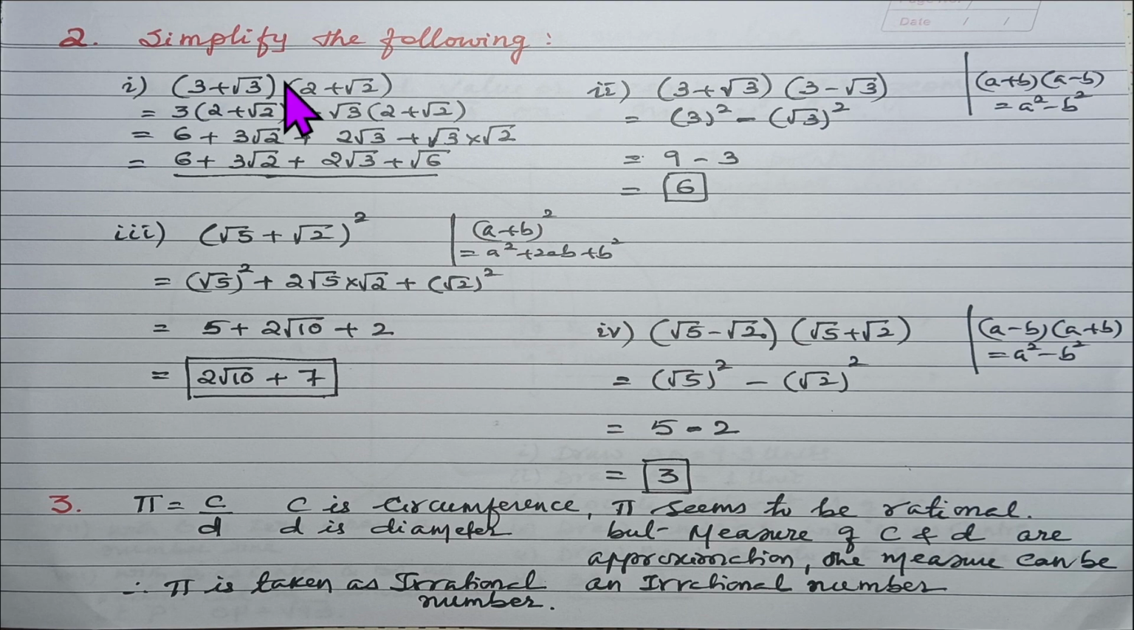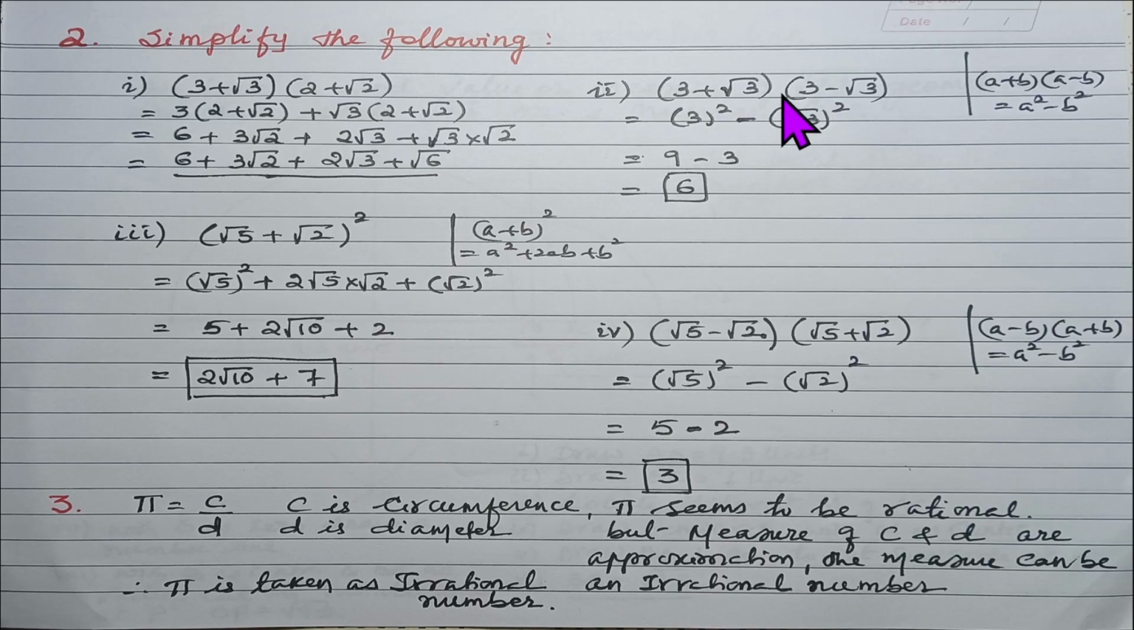Now, to simplify the following, that is (3 + √3)(2 + √2), applying the distributive property, that means 3(2 + √2) + √3(2 + √2). Simplifying, we get 6 + 3√2 + 2√3 + √6, a very simple thing. Apply the distributive property and get the answer.